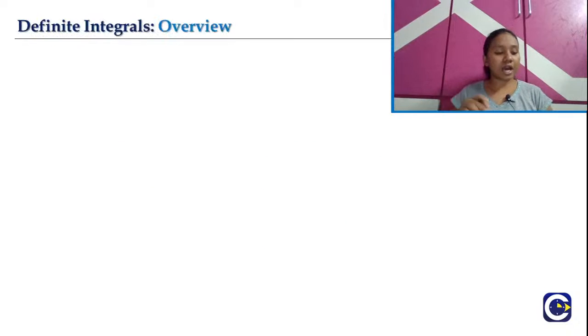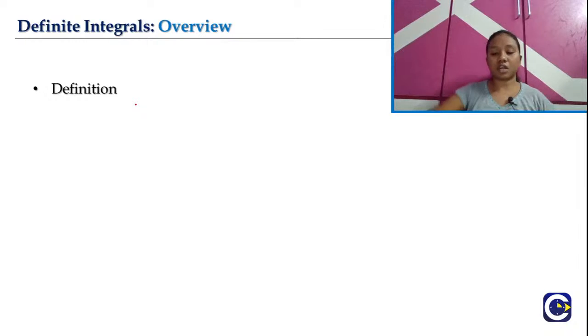So let's have a quick overview of what concepts we are going to cover in detail in today's session. First we'll have a quick recap of what we have covered so far in our chapter of definite integrals. We started with the definition, the introduction to definite integrals, and what the typical representation of it is. Those typical things we have already covered.